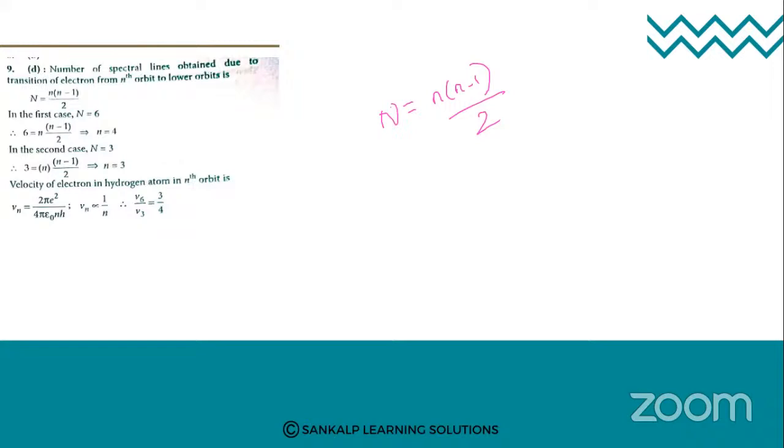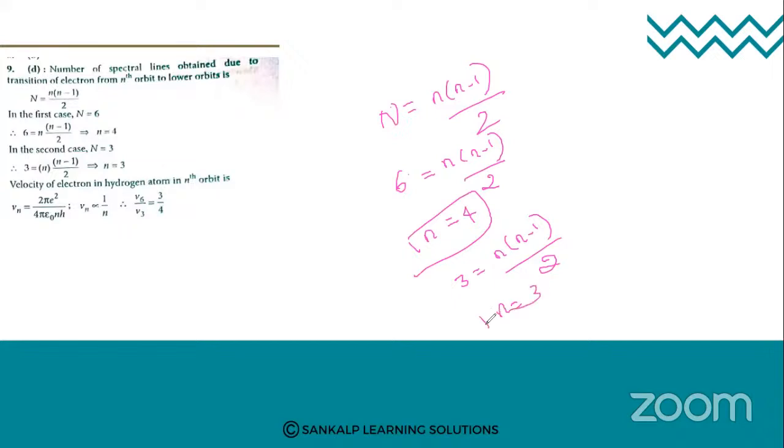The value in the first case is 6. So 6 is equal to n into bracket n minus 1 divided by 2. So here if you simplify, the value of n will be n is equal to 4. Similarly, in the second case, the transitions are 3. Therefore, 3 is equal to n into bracket n minus 1 divided by 2. So therefore, n is equal to 3. But here they are asking us to calculate only in the question.